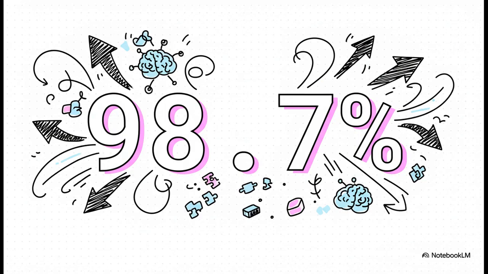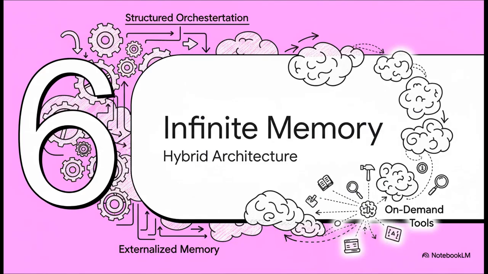The result is just staggering. For this kind of data analysis, this single change leads to a 98.7% reduction in token usage. That isn't just an improvement, it's a complete game changer. It makes large-scale data analysis with AI agents actually feasible. So when you combine these three layers, the structured orchestration, the externalized memory, and these on-demand smart tools, you fundamentally change what is even possible with AI agents.